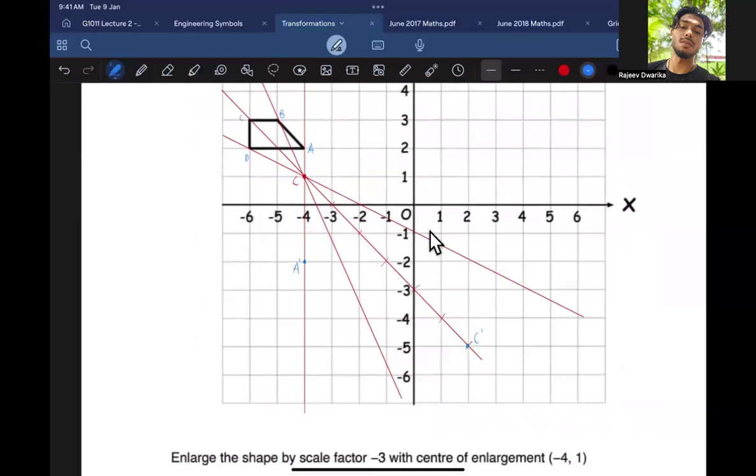I'm not sure where Bryce is. I see there's something typed in the chat. Let me know if you understand what I'm doing here. All I'm really doing is taking the measurement from the center to the point, and depending on the scale factor, I'm multiplying by it, and I take that measurement on the other side. That's really all I'm doing.